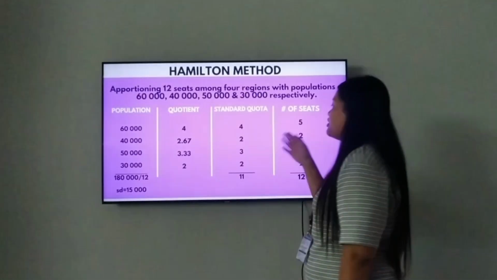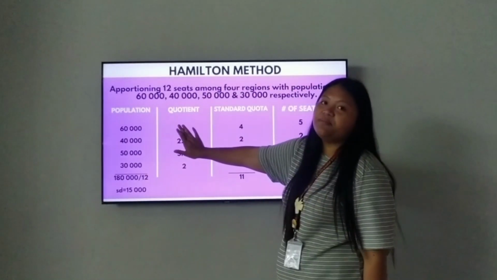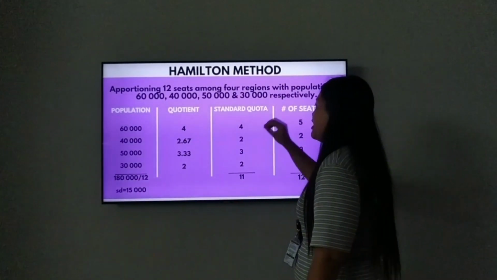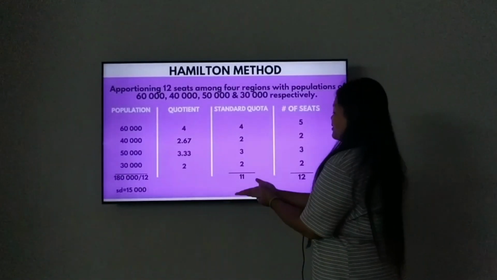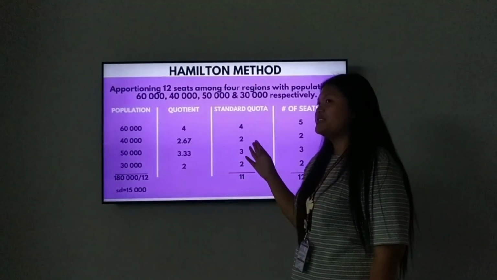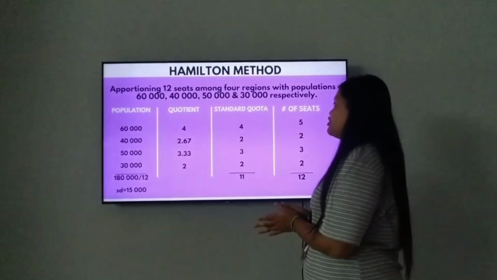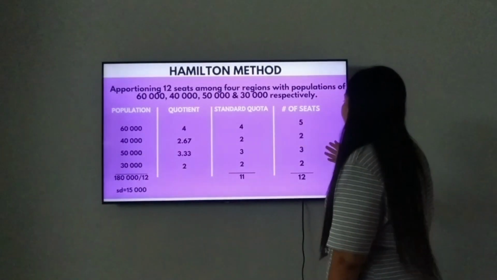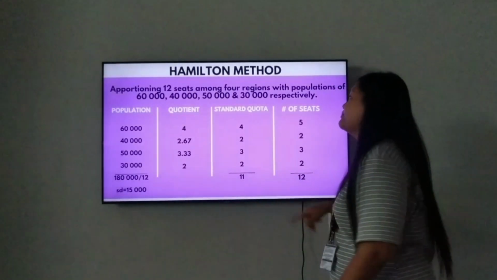Next, to get the standard quota, we just need to get the whole number here and transfer it. So 4, 2, 3, 2. That's why we call the standard quota a partial apportionment, because we still need to find the final apportionment. So 4 plus 2 plus 3 plus 2 equals 11.